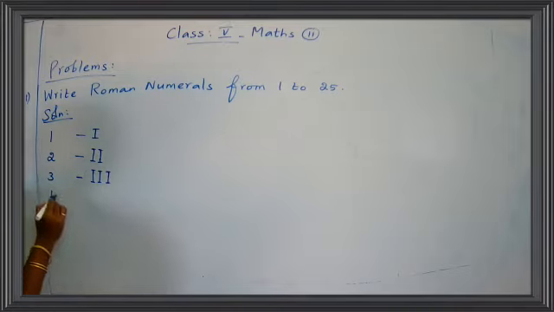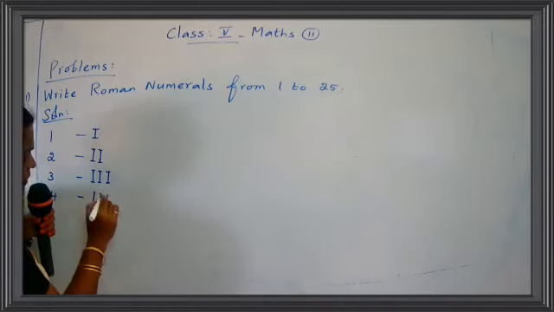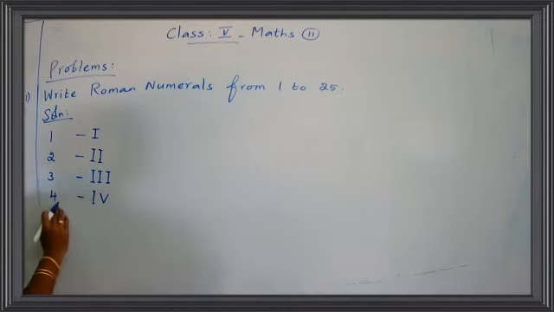Next 4. First rule: I can be repeated 3 times only. So now 4, how will you write? V minus I. Yes, children. That's why IV. IV stands for 4.